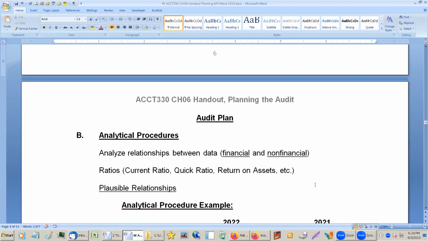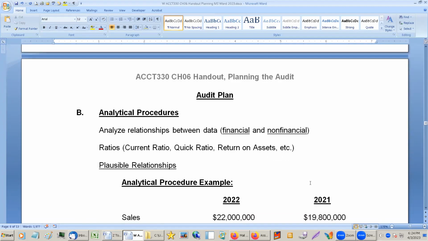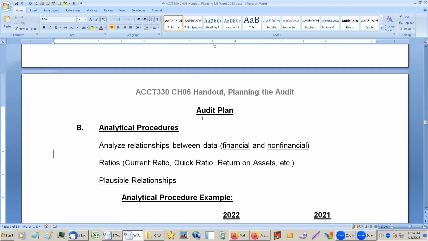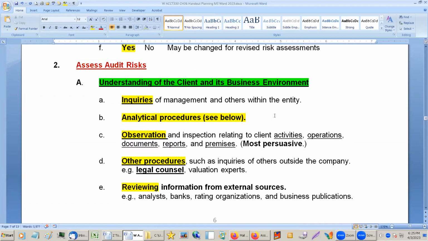Okay. So analytical procedures. All right, first, any questions on those? So you've got to get an understanding of their business. And the idea is that you won't know what to audit unless you do get an understanding of their business.